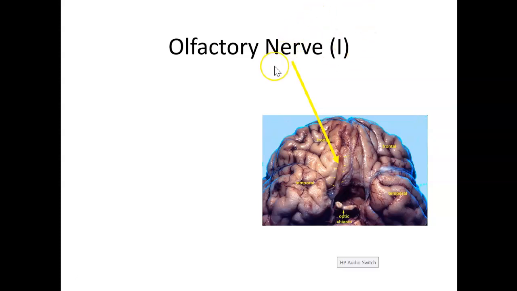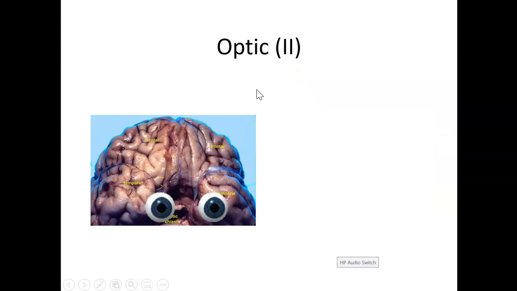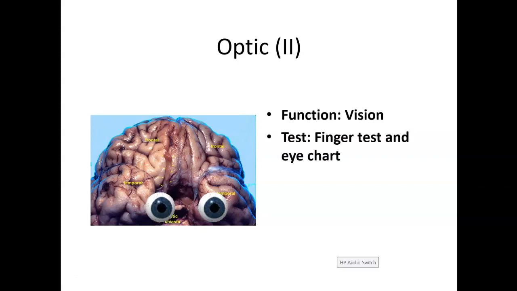So you need to know the first one, olfactory. You just need to know function. Okay, function is sense of smell. That one you should remember from lab. Again, you don't need to know the tests. That's just an extra. The optic is another one that you learned in lab. Obviously deals with vision.